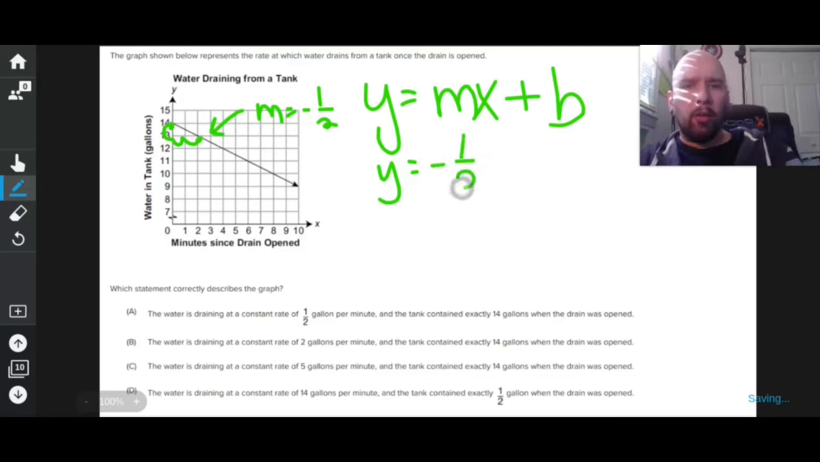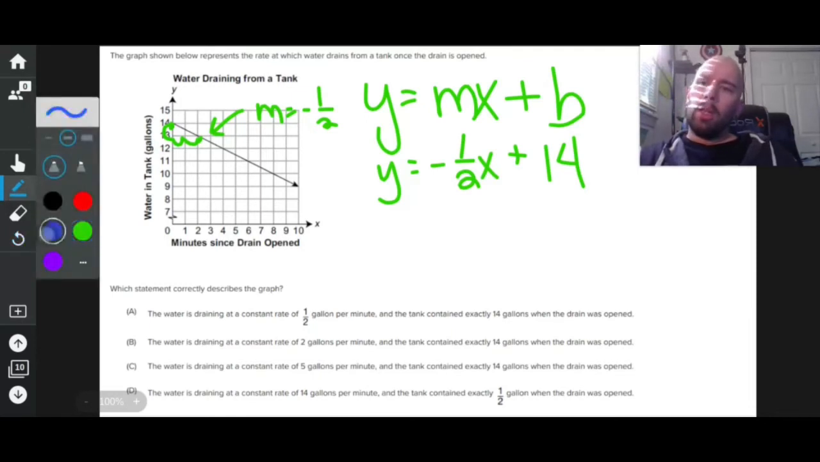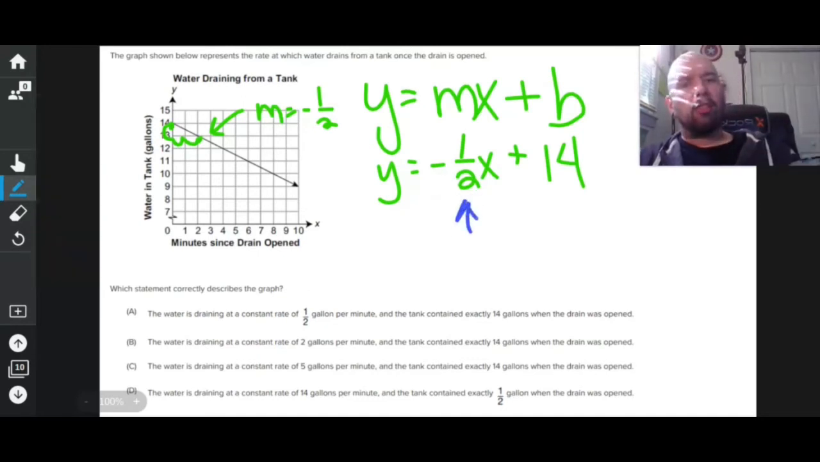My slope is negative 1/2 x plus 14, because my y-intercept is 14. Now, what this means in the real world is whenever you have a number in front of x, that is your slope. That's also your rate. So my rate is going to be the y value over the x value, gallons per minute.